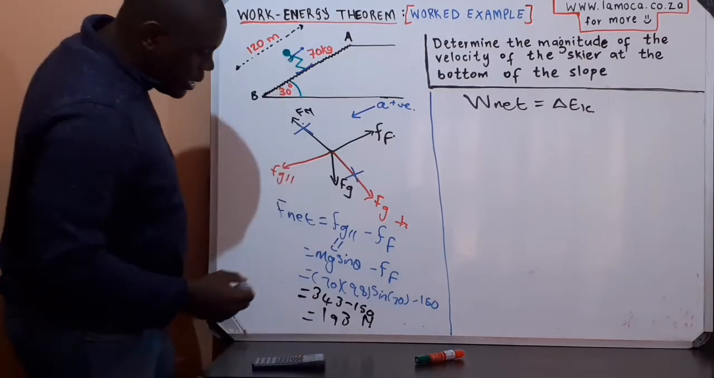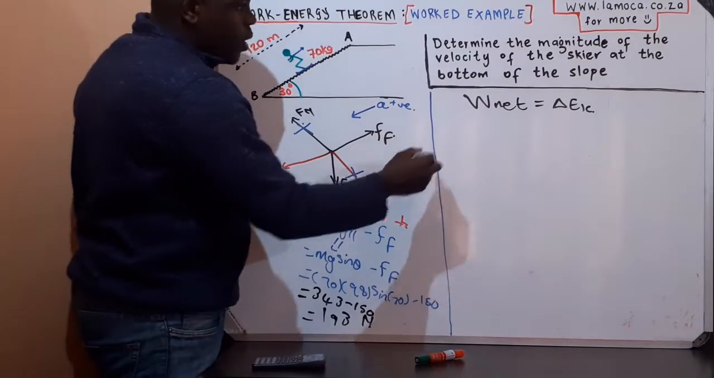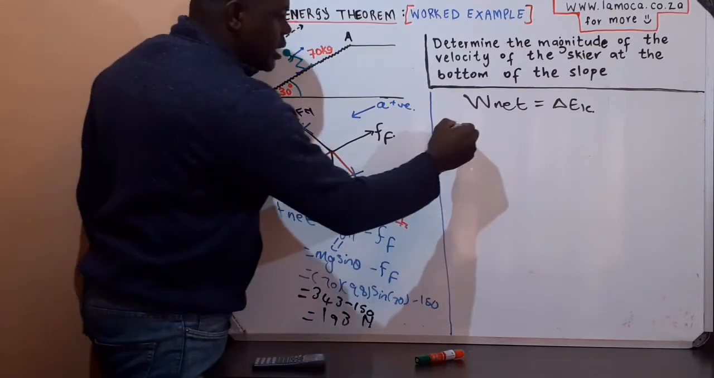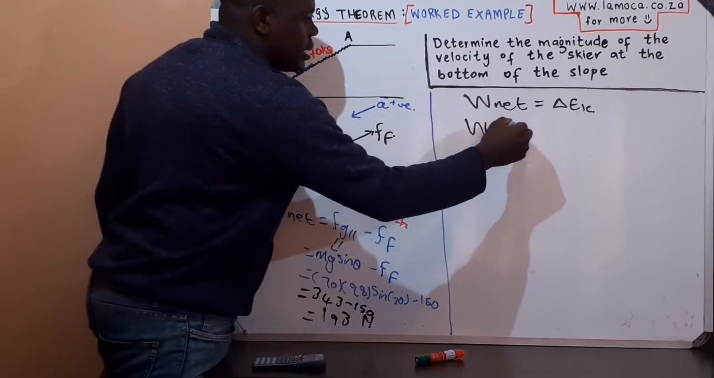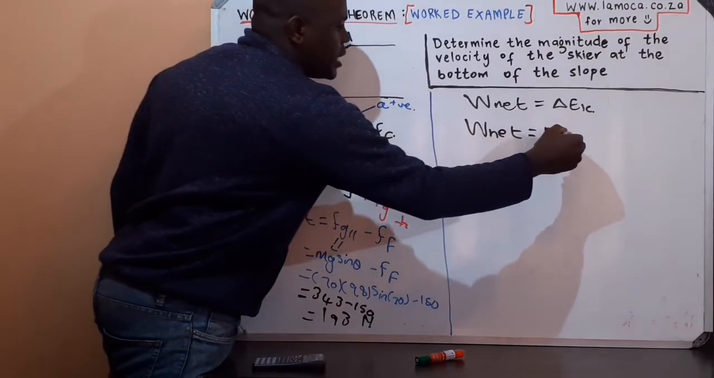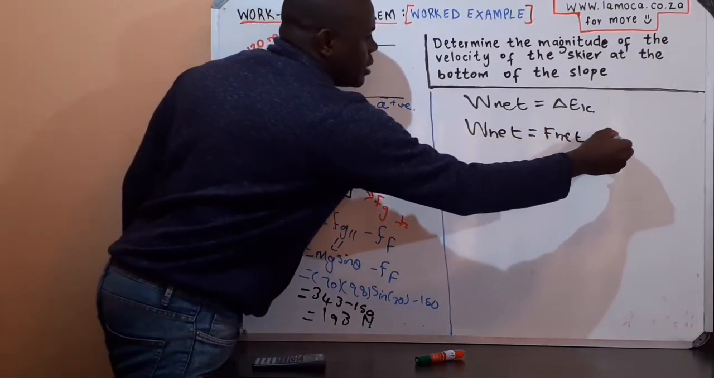What does that mean? It means now, if we have the net force, we can say the net work is the same as F net times delta x.